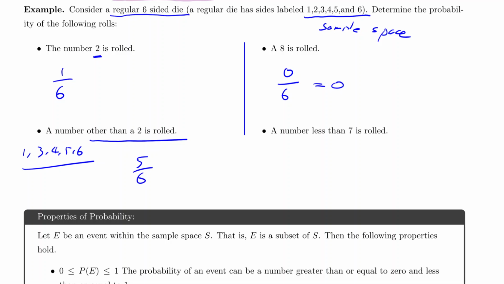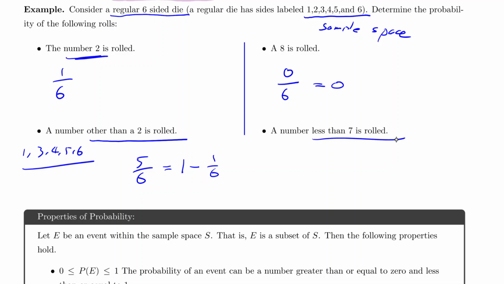Another way we can think about this 5 out of 6, other than 2, is as 100%, or 1, minus 1 out of 6. The number 2 being rolled is 1 over 6, so I can just subtract it from 1. Then we also get 5 out of 6.